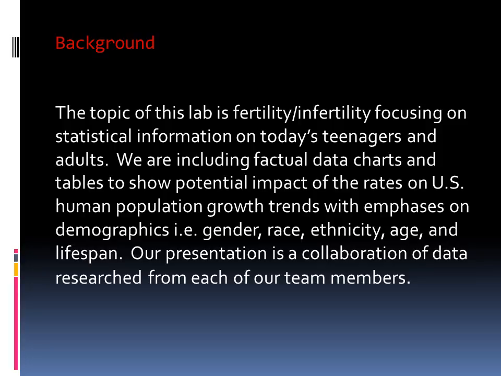This is our background slide. The topic of this lab is fertility, infertility, and we're focusing on statistical information on today's teenagers and adults. We are including factual data charts and tables to show potential impact of the rates on U.S. human population growth. We're also showing trends with emphasis on demographics such as gender, race, ethnicity, age, and lifespan. This presentation is a collaboration of data research from each of our team members.